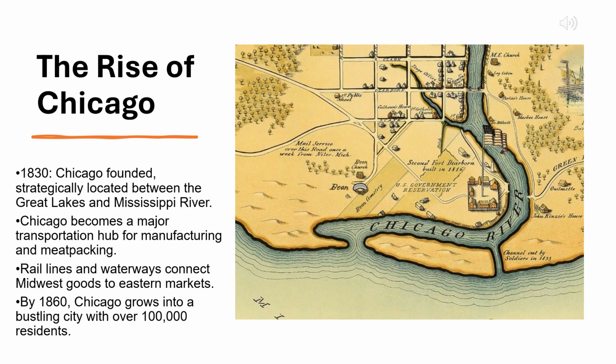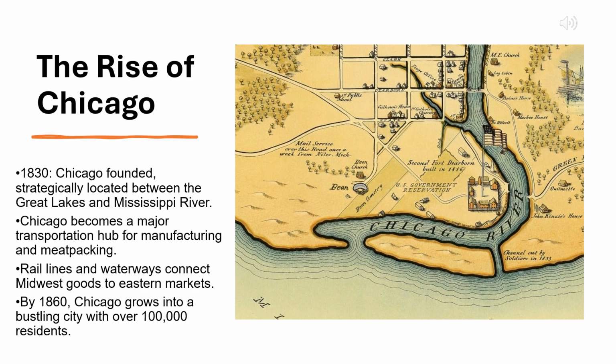Among the cities that flourished during the market revolution, Chicago stands out as a prime example of rapid urban growth. Founded in 1830, Chicago's strategic location between the Great Lakes and the Mississippi River made it a vital transportation hub. The city's access to major waterways and its development of crucial rail lines allowed it to become a center for manufacturing, meat packing, and retail distribution. Chicago's central location meant that goods from the Midwest could easily be shipped to eastern markets, fueling its growth into one of the largest cities in the United States by 1860.